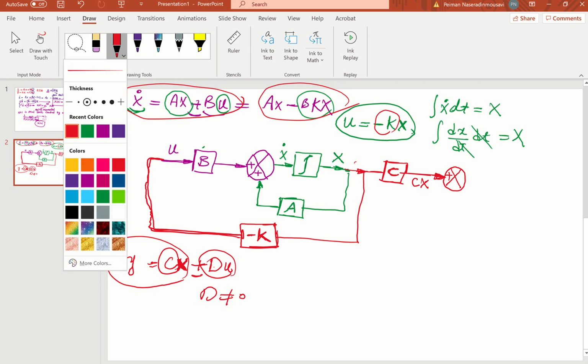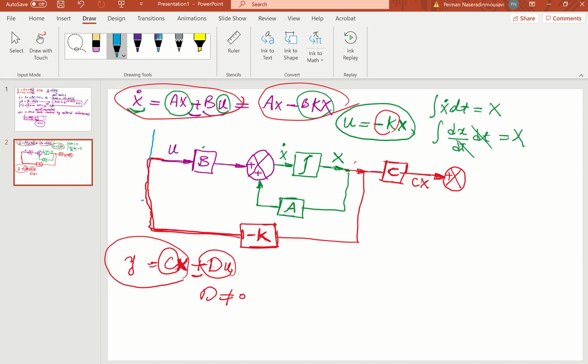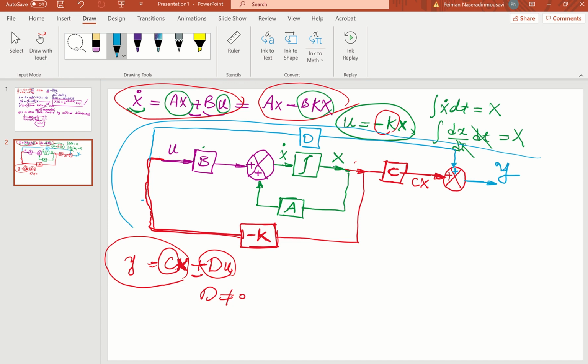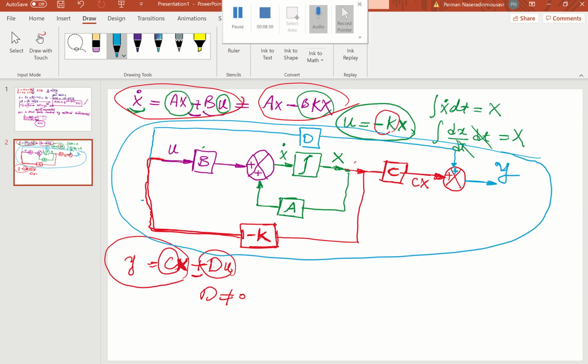So it's enough. Let me change the color too. I take a branch of u from here, multiply by d, here we go, and sum with this. Du plus cx gives you y, the output of the system. So this is the simple block diagram of state feedback. Okay. After teaching you its mathematics, I'm going to go to MATLAB. So clear? Now we know how it works.